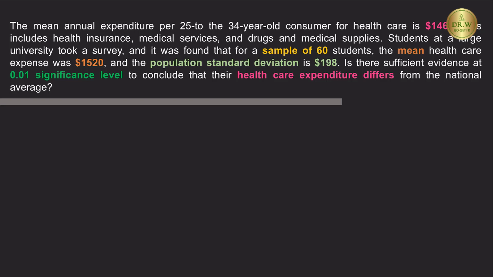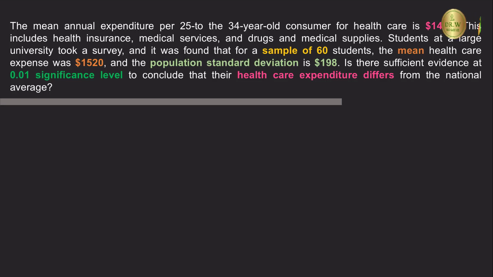Students at a large university took a survey, and it was found that for a sample of 60 students, the mean healthcare expense was $1,520, and the population standard deviation is $198. Is there sufficient evidence at 0.01 significance level to conclude that their healthcare expenditure differs from the national average?